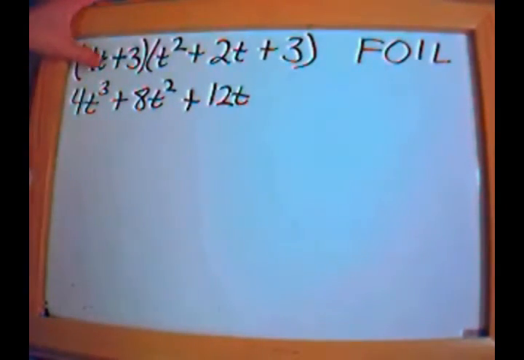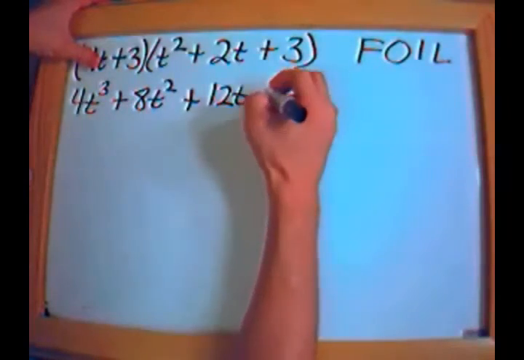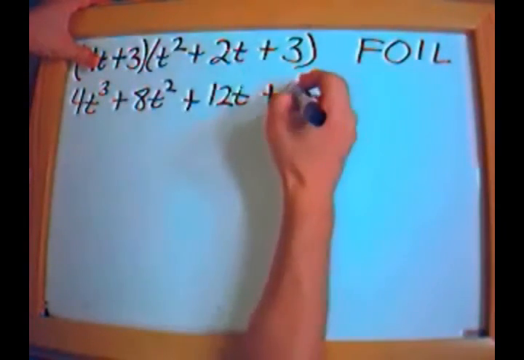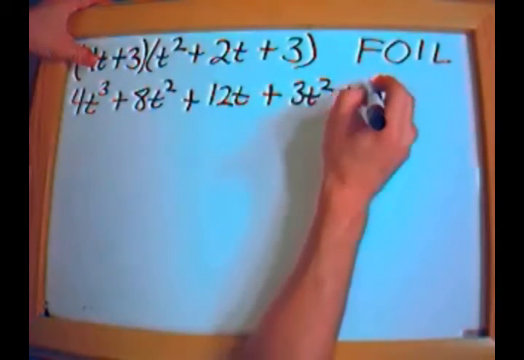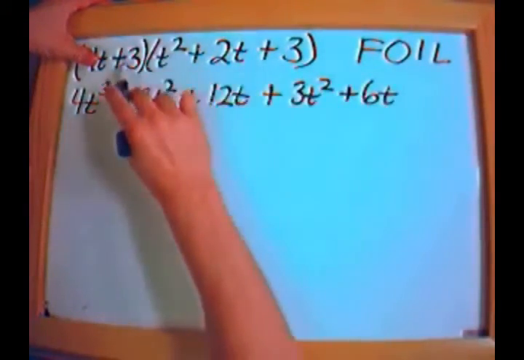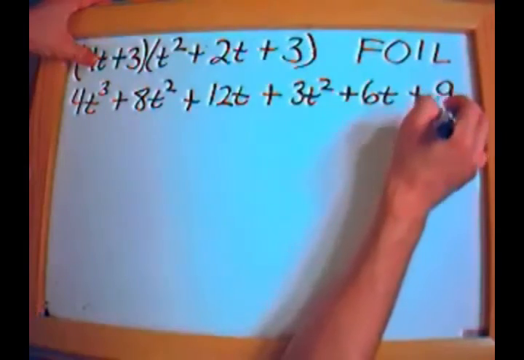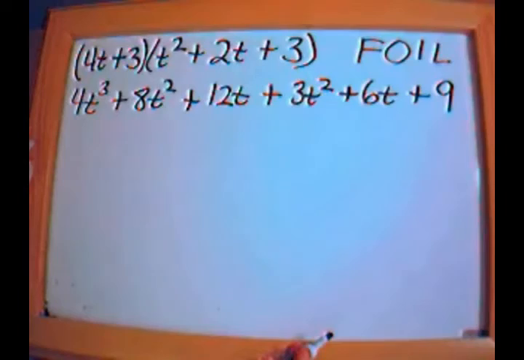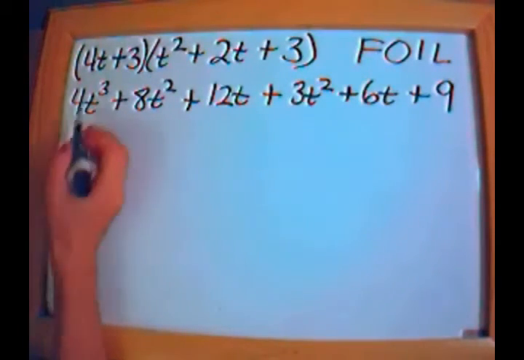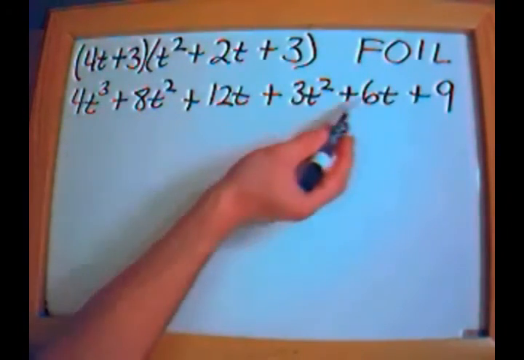Easy enough. Now I'm going to cover up the 4t. 3 times t squared is 3t squared. 3 times 2t is 6t. And 3 times 3 is 9. So these are the 6 terms I told you we were going to get here. Okay? Now let's simplify. Is there anything else with a t cubed in it?